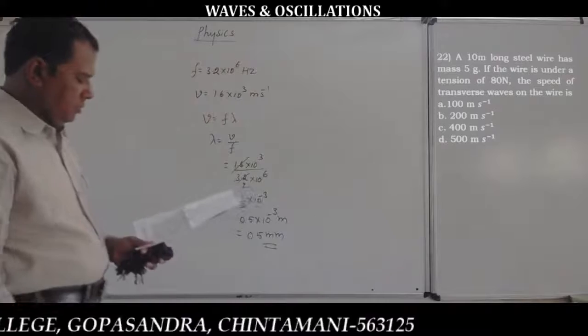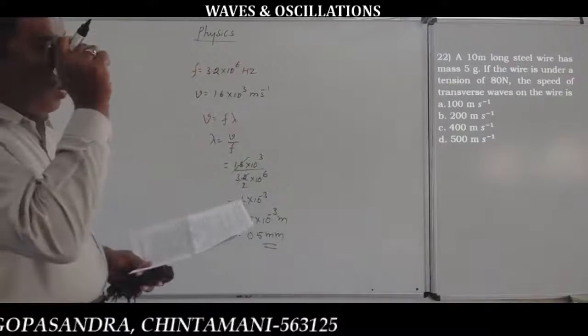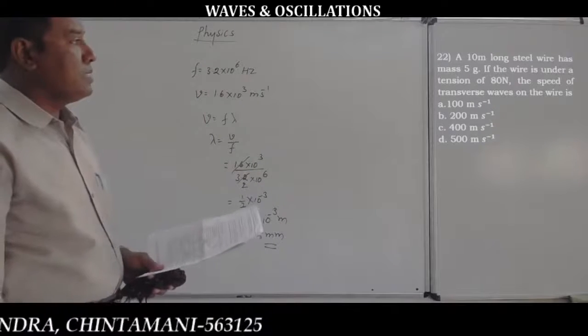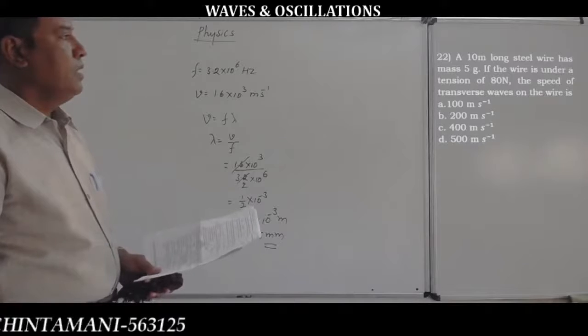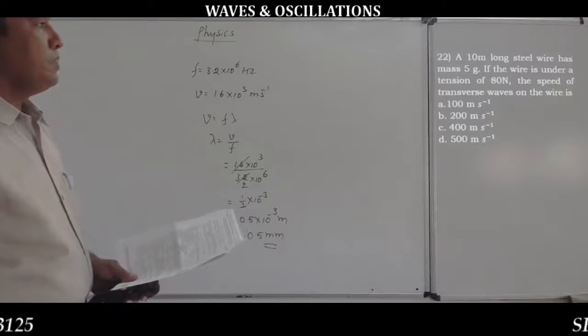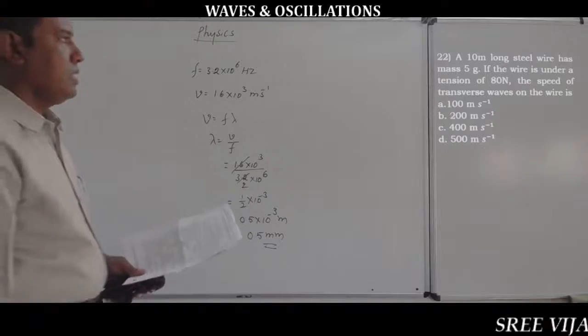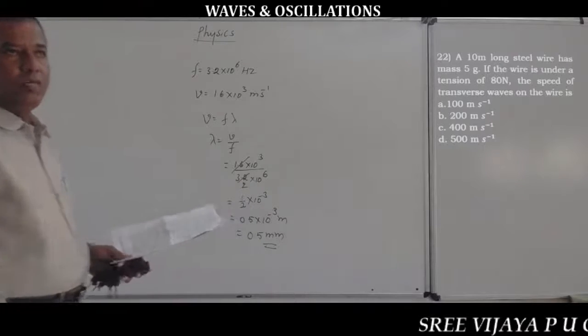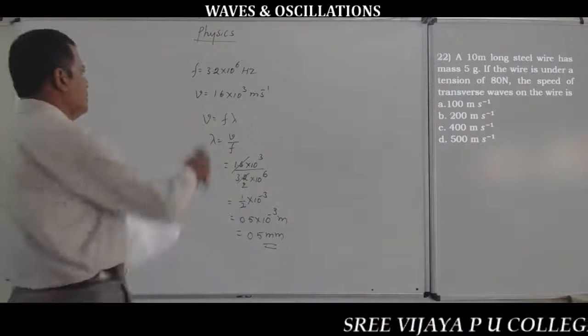Question number 22. A 10 meter long steel wire has mass 5 gram. If the wire is under a tension of 80 Newton, the speed of transverse wave on the wire is. So for this problem, we are supposed to use the speed of transverse wave in a string.